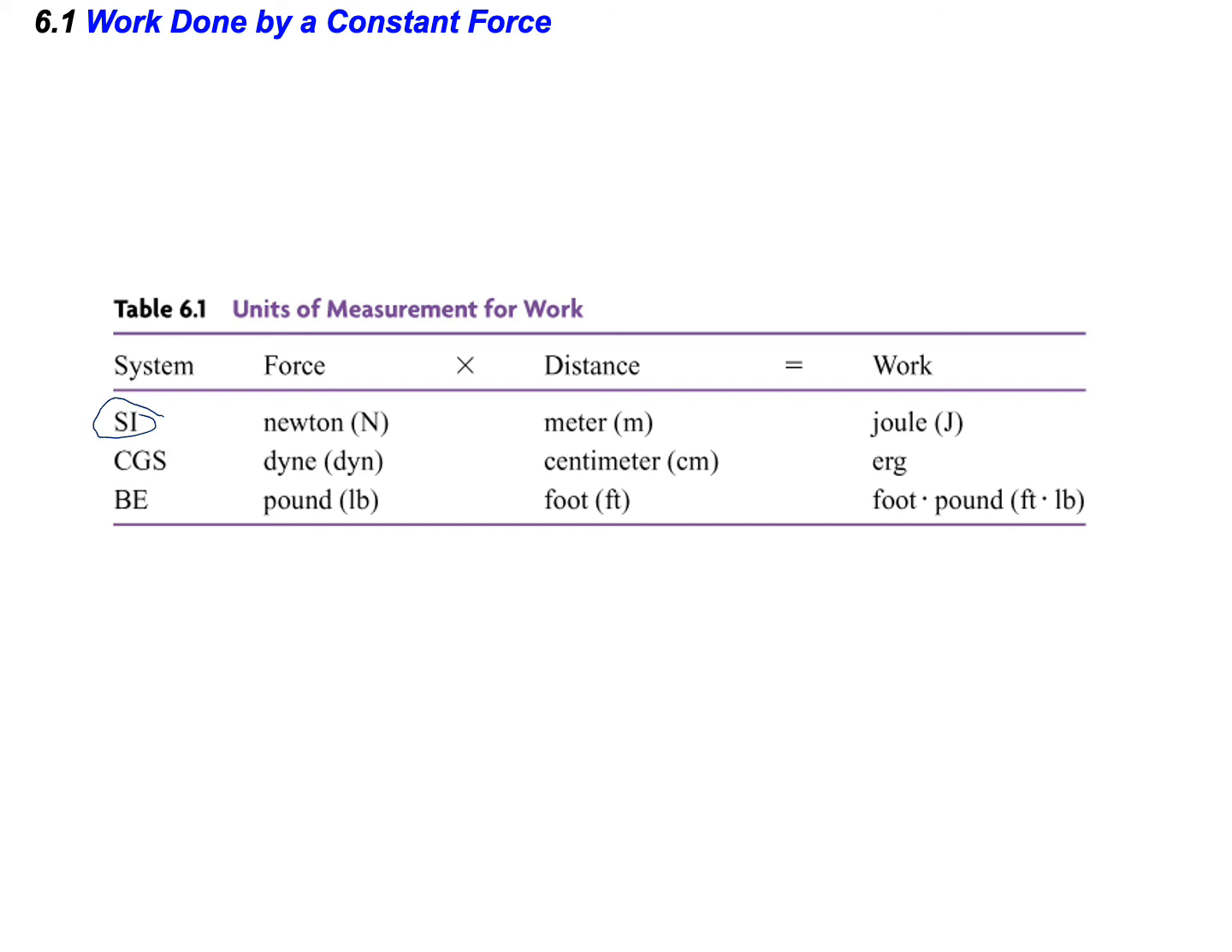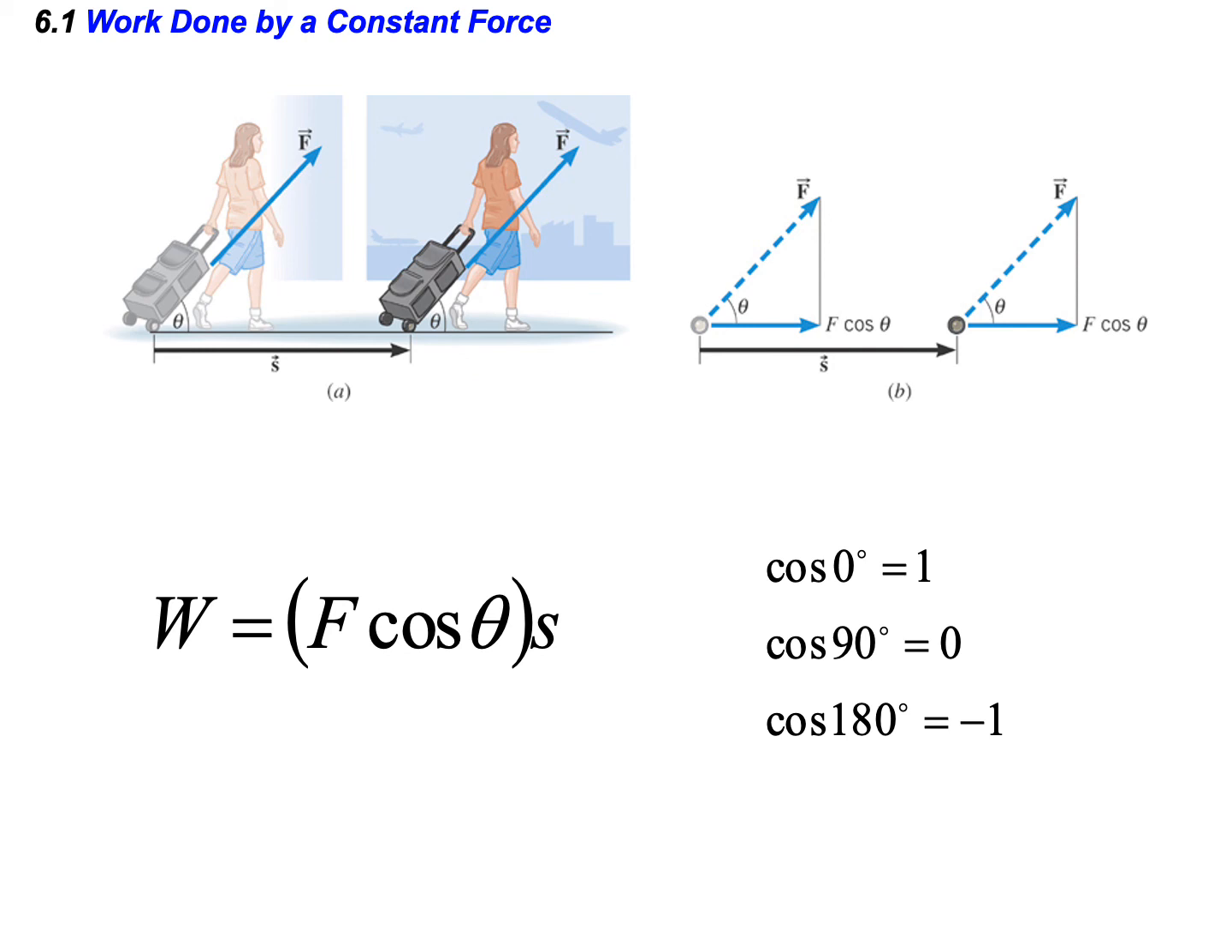There are two other systems, CGS and BE. In CGS, we use dyne for force and centimeter for distance. So dyne times centimeter, we call it erg. And in BE, the British system, we use pound for force and foot for distance, foot pound. So the very first equation we learn is work is equal to force times displacement. But make sure when you use this equation, you have force and displacement in one direction.